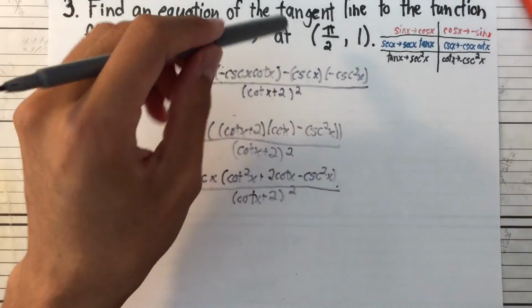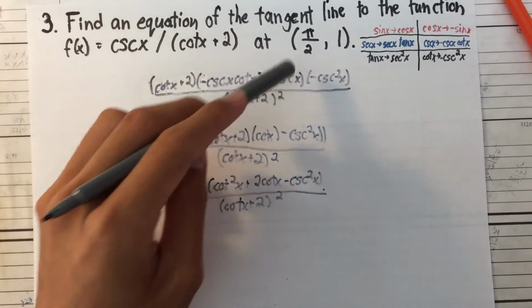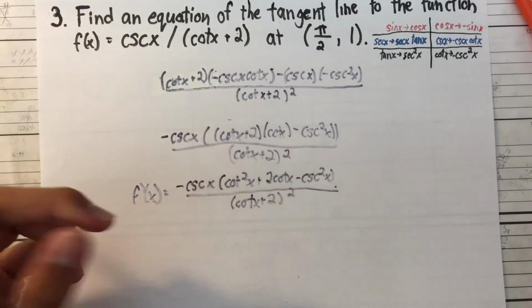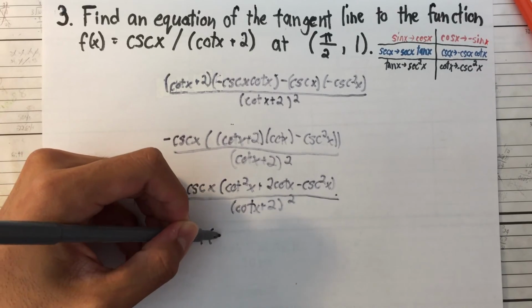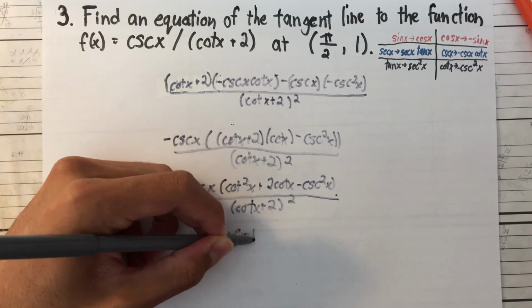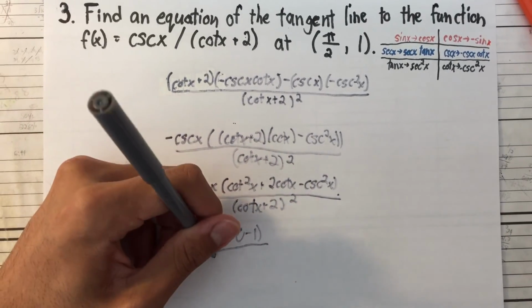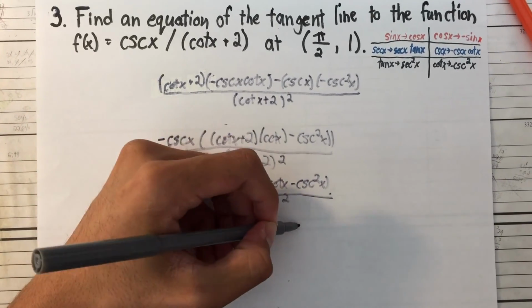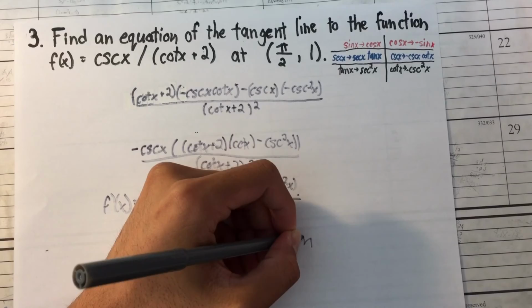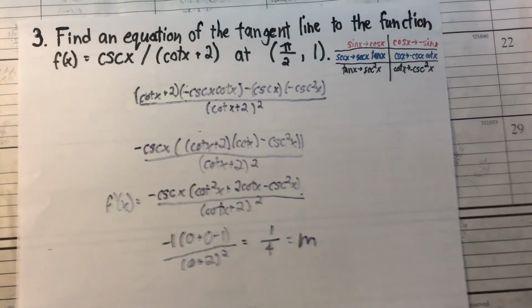To find the slope of the tangent line at pi over 2, we plug pi over 2 into this equation, so that turns into negative 1 times 0 plus 0 minus 1 over 0 plus 2 squared, which equals 1 over 4, so that is 1/4.